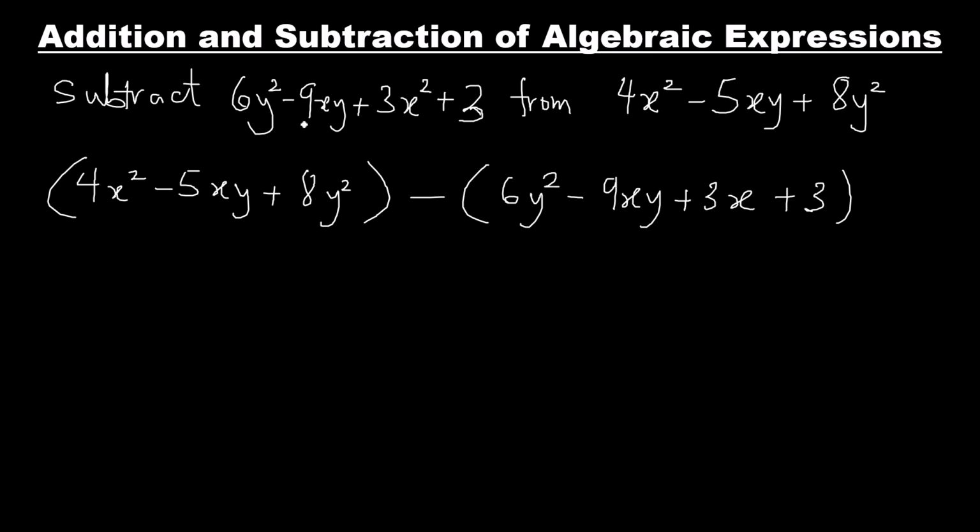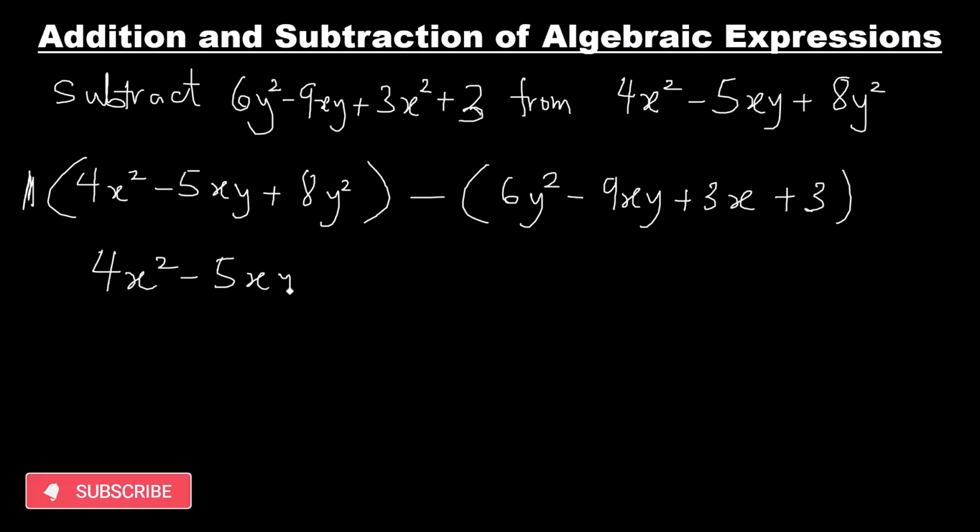So now that our question is written out in this form, the reason why I've put this into brackets is for this subtraction sign to operate on each of the terms in this second algebraic expression. That's why I put all of it into brackets. So let me just remove this bracket and then use this negative to operate on it. What that means is that when I remove the brackets for this one, there's a 1 here, and 1 is going to multiply everything here. So it's the same thing as 4x squared minus 5xy plus 8y squared.